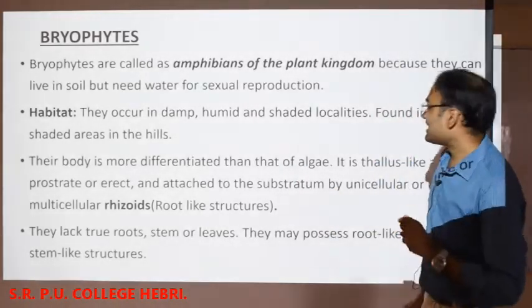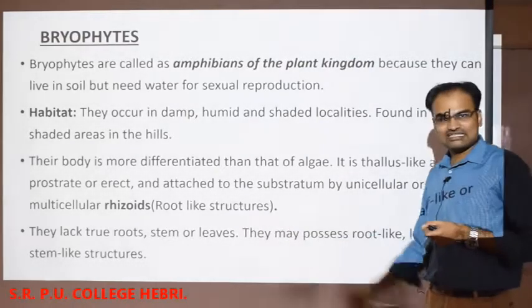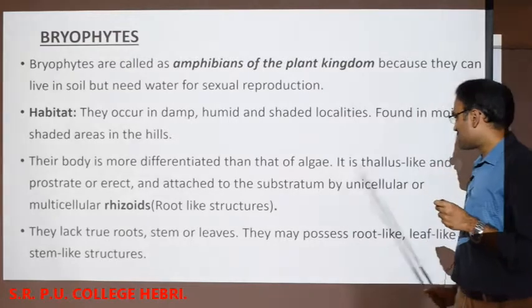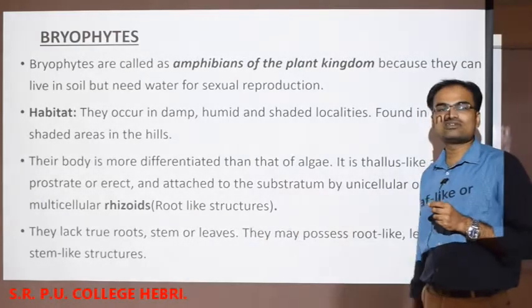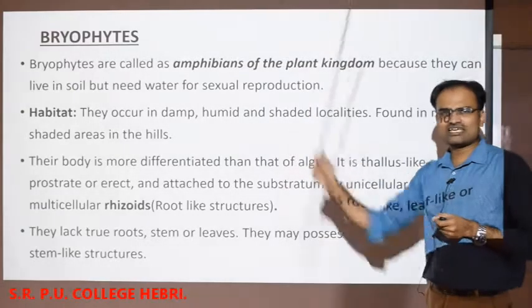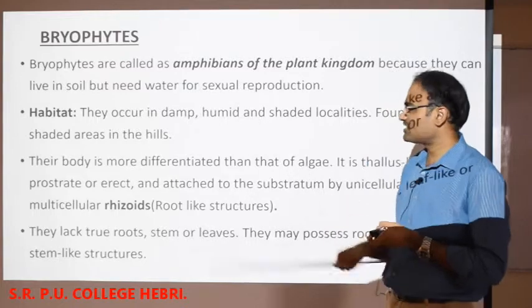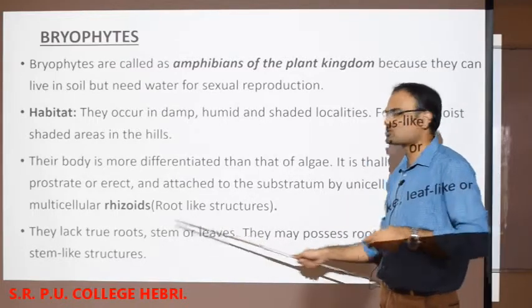But in case of bryophytes, what happens? They are attached to the substratum by unicellular or multicellular structures called rhizoids. So in case of algae we didn't have any rhizoid like structures, but in case of bryophytes we are having certain root like structures called rhizoids.